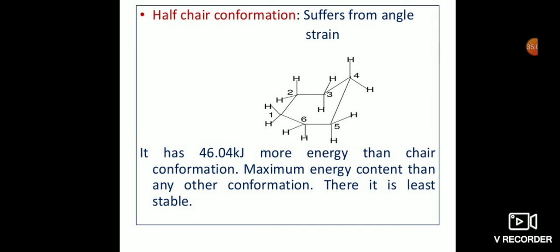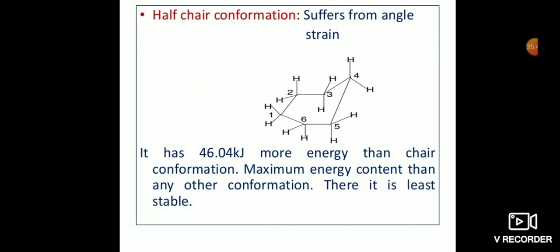Then in the boat form there are mainly flagpole interaction and strain. That's why boat form is less stable. Then twisted boat is comparatively more stable than boat conformation because the flagpole hydrogens are away from each other, and that's why the energy of twisted boat is less than boat conformation. That's why the stability of twisted boat is higher than boat conformation but less than chair conformation.